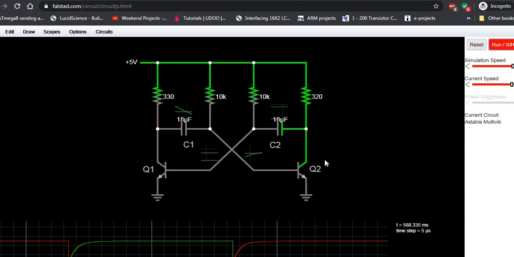If you look at the output, Q2 output is 5 volts. This red color one is the Q2 output. Q1 output is absolutely 0. This green color one is the output of Q1, and the red color one is the output of Q2. As Q2 is off, in the cutoff region, output is high. As Q1 is operating in saturation, output is 0. That's why output is 0.